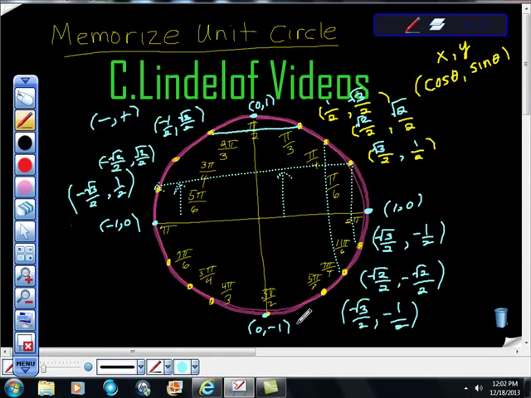So I hope this is helpful to you guys. I think that it's one of those things a lot of professors want you to have these values memorized.